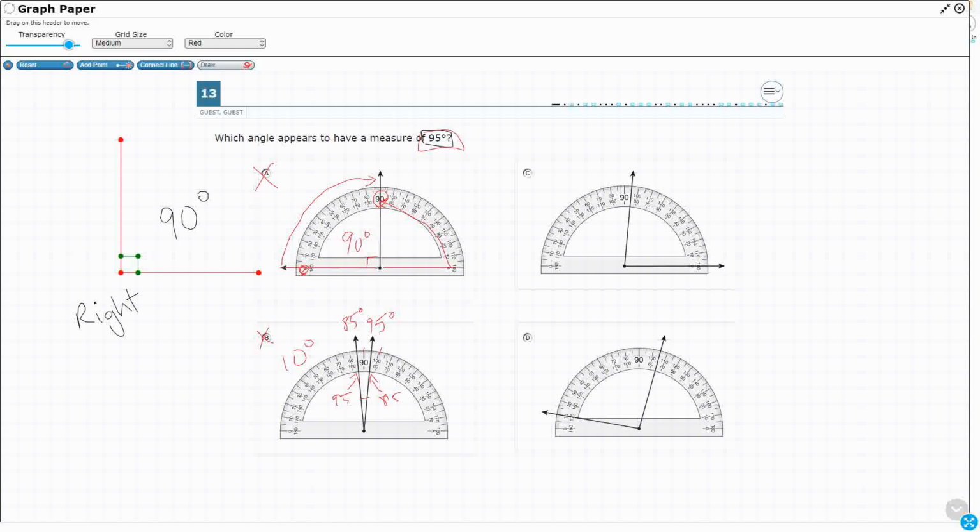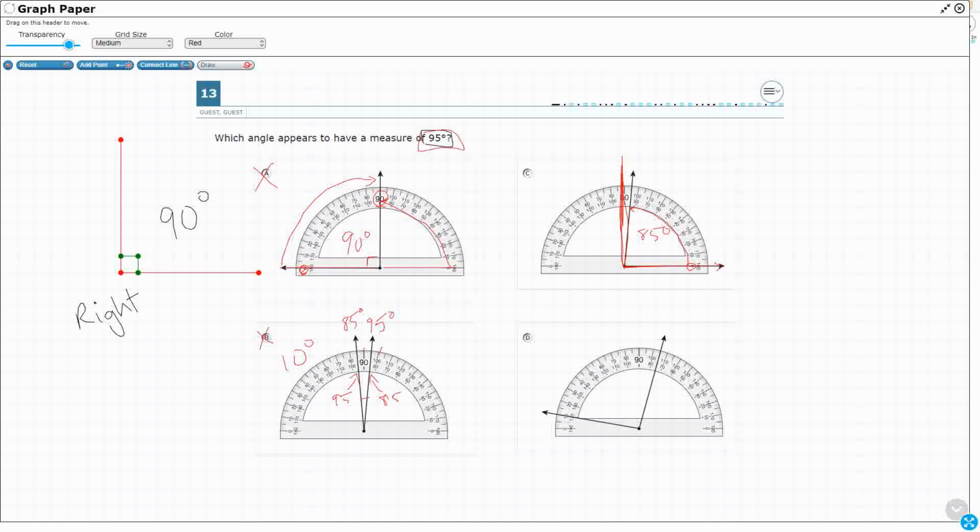Now, C also has a ray that is exactly horizontal, so it's on the zero, but we have to watch. It's on the zero for the inside numbers. So since that zero is on the inside numbers, we need to measure using the inside numbers, and look where it lands. It lands on 85 degrees. It's a little bit less than a square corner, because if I were to put a right angle, it would be going right through 90, right? So it's a little bit less than that 90 degrees right there.